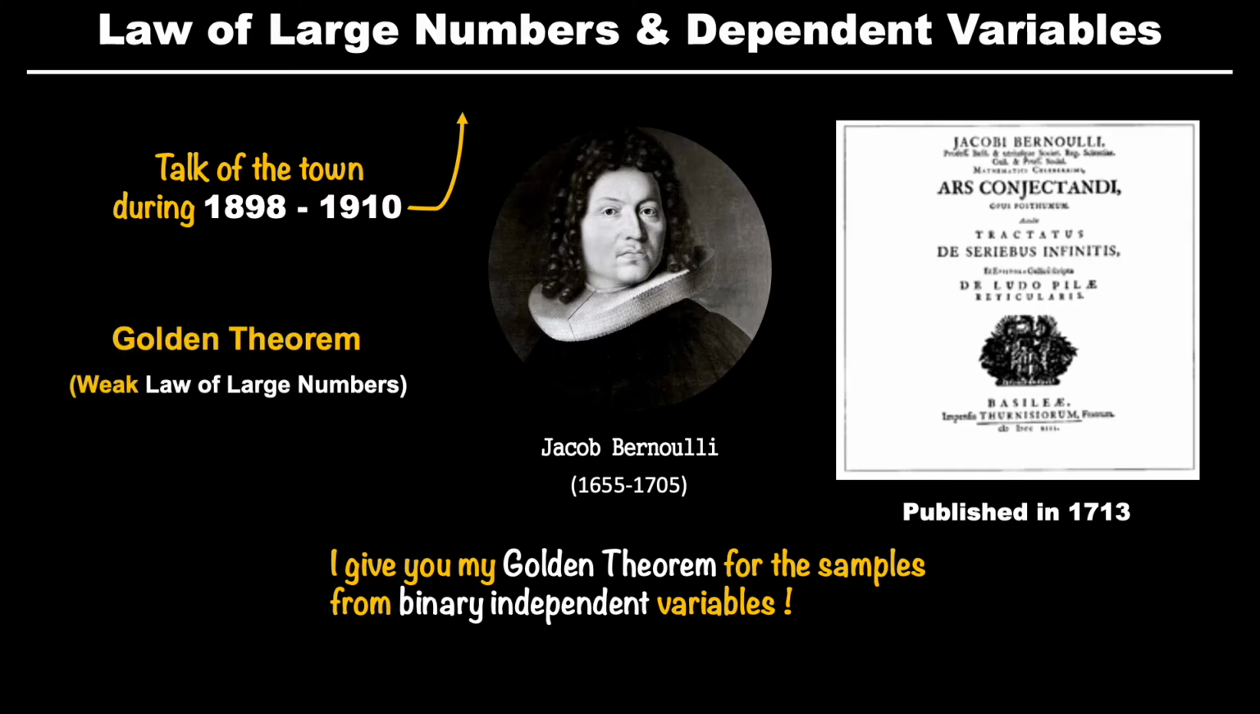Clearly, if there is a weak law, then a strong law must also exist. For our needs, it is not of utmost importance to worry about the difference. Not right now at least. That said, what is important to understand is that he proved it for samples of binary independent variables. Now, the term law of large numbers was coined by a famous French mathematician named Poisson.